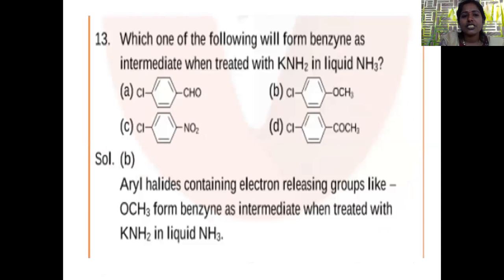In the next question, which of the following will form benzyne as an intermediate when treated with KNH2, potassium amide, in the presence of liquid ammonia? So this is benzyne. Benzyne is one of the intermediates. It is not exactly a benzene ring. Another additional pi bond will be there. So that is not exactly an acetylenic bond again.